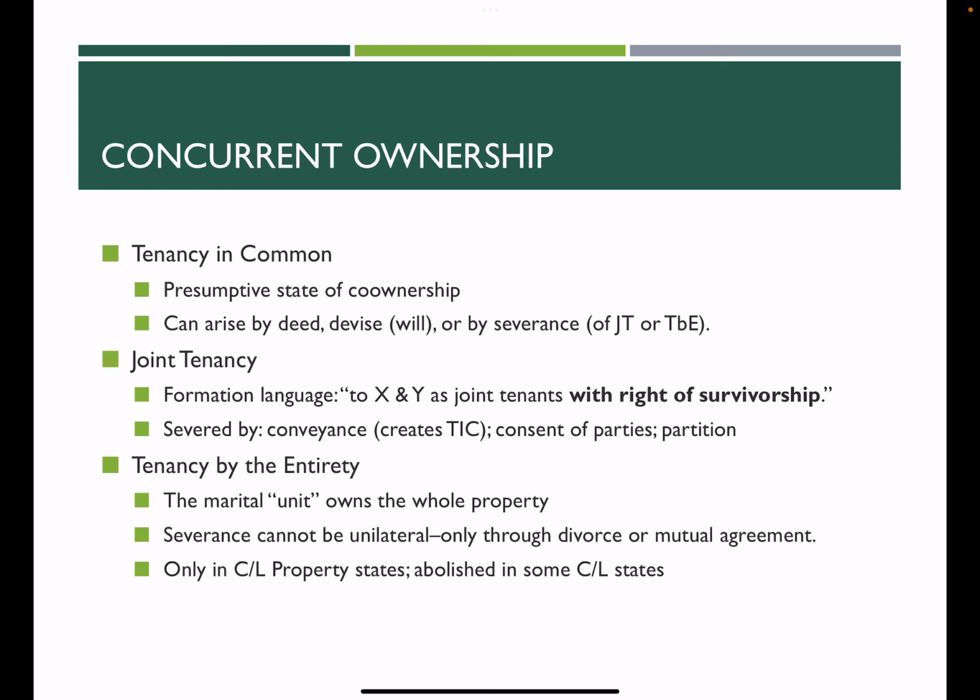So tenancy by the entirety, we think of it as a unit that owns the whole, but not separate, undivided shares of the whole. With tenancy by the entirety, you have them in marriages, and there is no right of partition. These exclusively exist in common law jurisdictions. And then some tenancy by the entirety states assume that conveyance to married couples is presumptively tenancy by the entirety, while others require explicit language in a conveyance. And that explicit language is to A and B as tenants by the entirety.